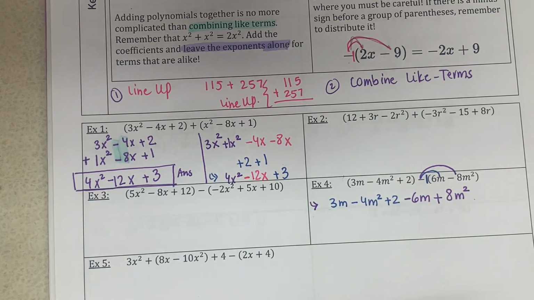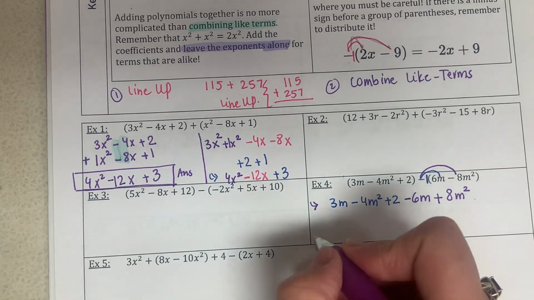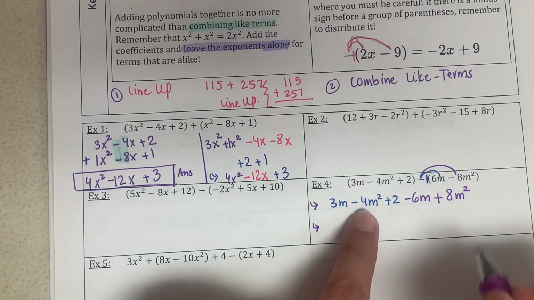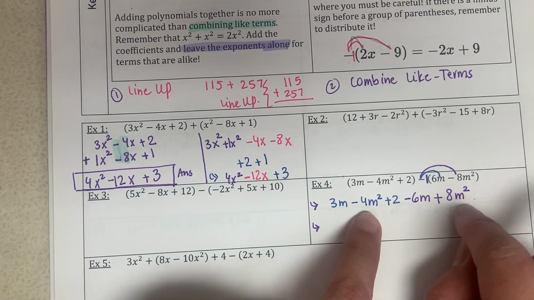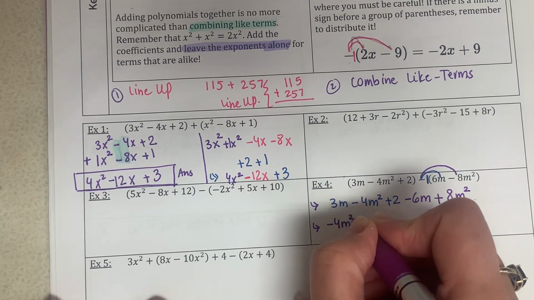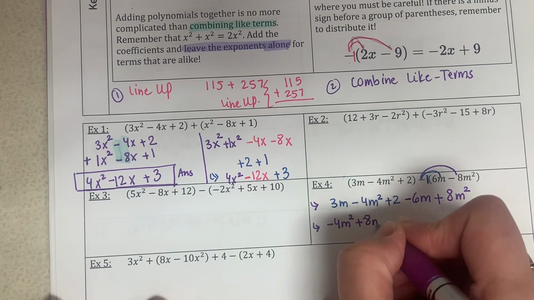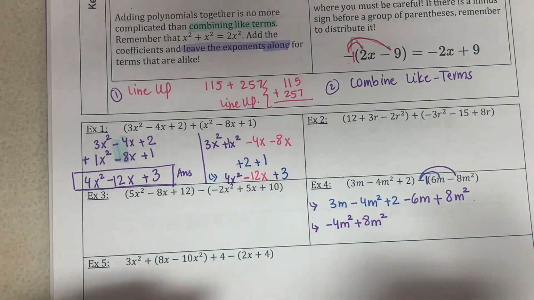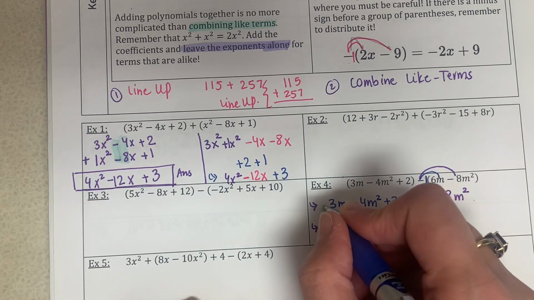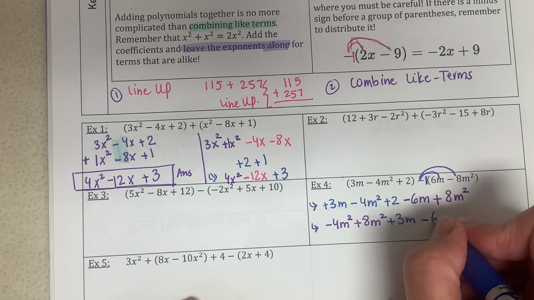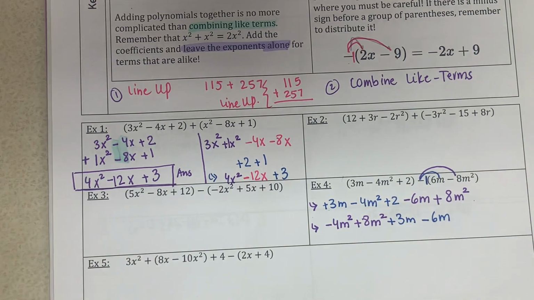You have it. Now you can line up, or I'm just going to combine. So I'm going to combine the like terms. You always put the squares, the highest power, first. So it is minus 4m squared plus 8m squared. These are alike each other. Then you have, this is plus, so plus 3m minus 6m, it goes together.